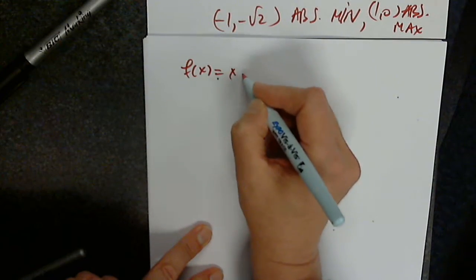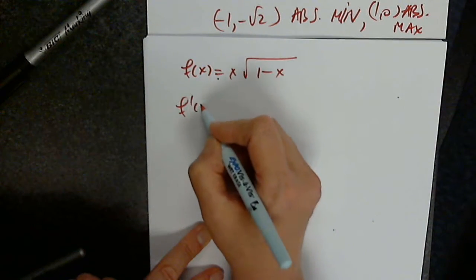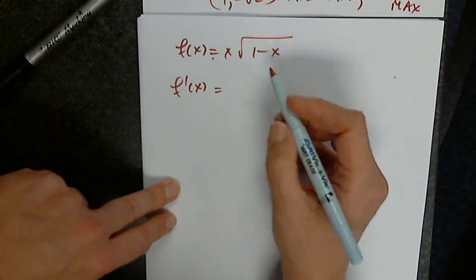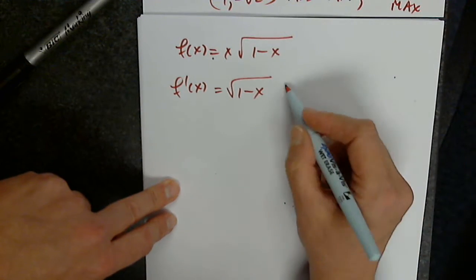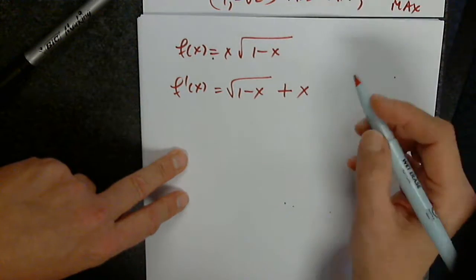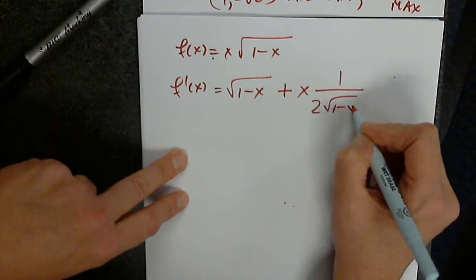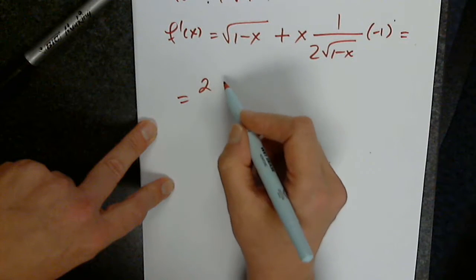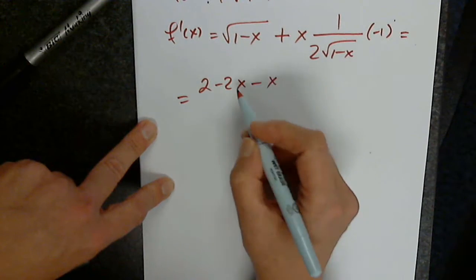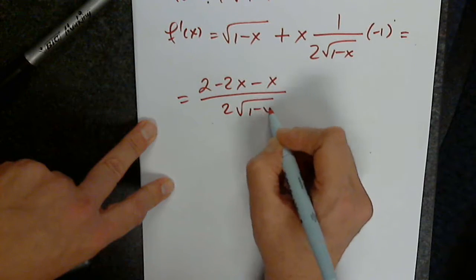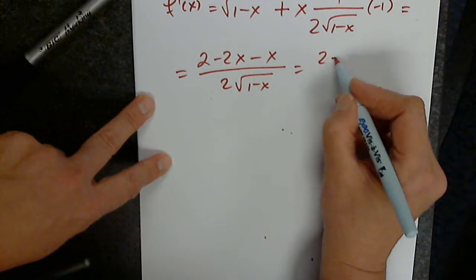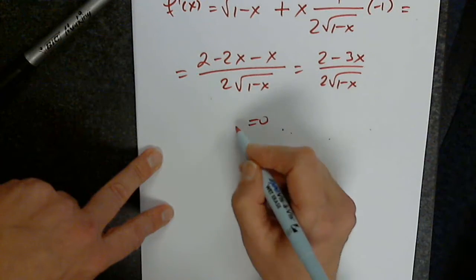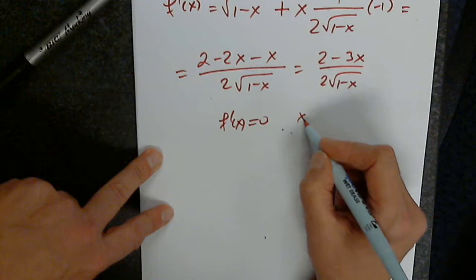So f of x equals x times the square root of 1 minus x. My pluses and minuses tonight are not in order. So the first function prime times the second function, plus the first function times the second function prime, which is 1 over 2 the square root of 1 minus x, times -1. That gives 2 minus 2x minus x, divided by 2 the square root of 1 minus x, which changes the whole thing: 2 minus 3x divided by 2 the square root of 1 minus x. And f prime of x is 0 when x is 2/3.